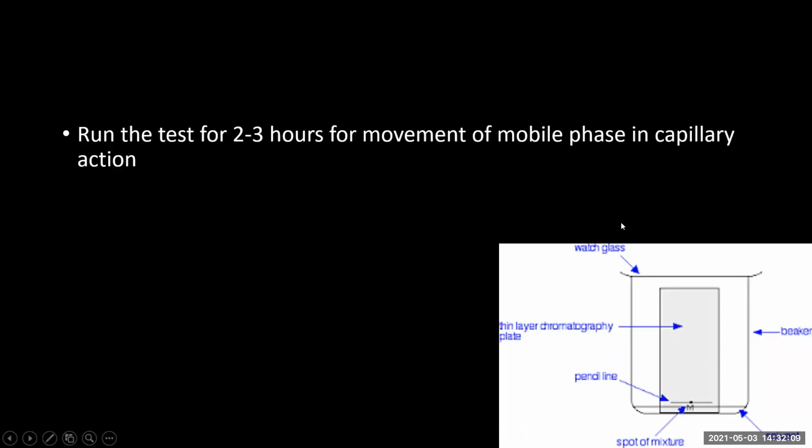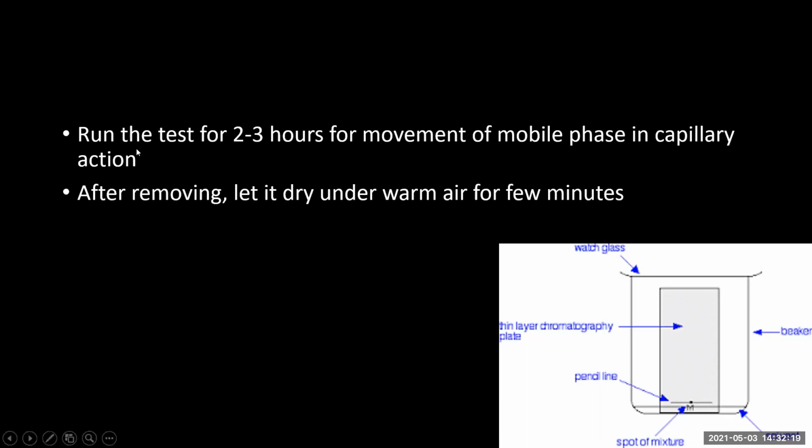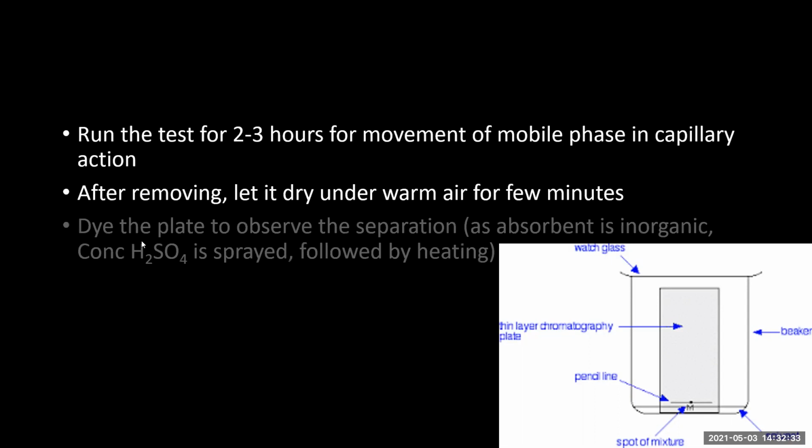It is left for 2 to 3 hours for movement of the mobile phase by capillary action. Here the time taken is longer. It's very important that you give adequate time. 2 to 3 hours is preferable for movement of the mobile phase. Once that is done, remove it and let it dry under warm air for a few minutes. Where do we get this warm air? Either from an oven or a hair dryer. Better an oven because of uniform drying.